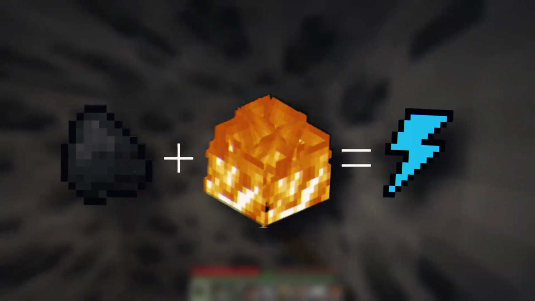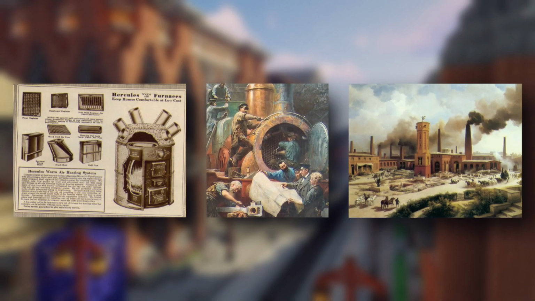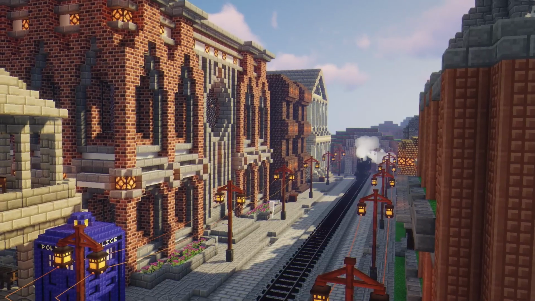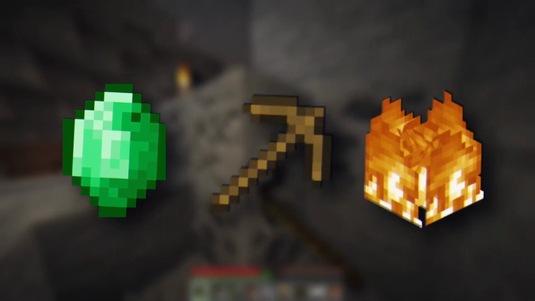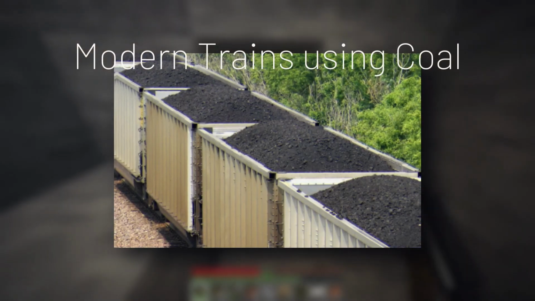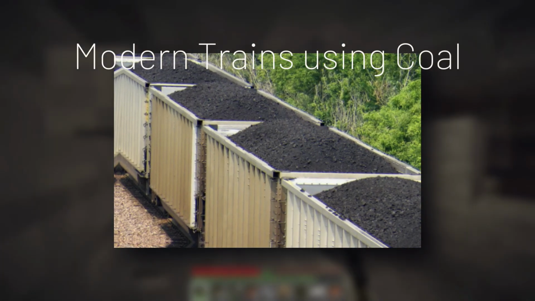Coal is a fuel that people burn to make energy. For a long time, it was one of the main ways countries powered their homes, machines, and especially factories. When the Industrial Revolution happened, coal was the big reason factories could run every day. It was cheap, easy to get, and produced a lot of heat. Even today, many places still use coal to make electricity. It helps keep buildings, factories, and whole cities running.